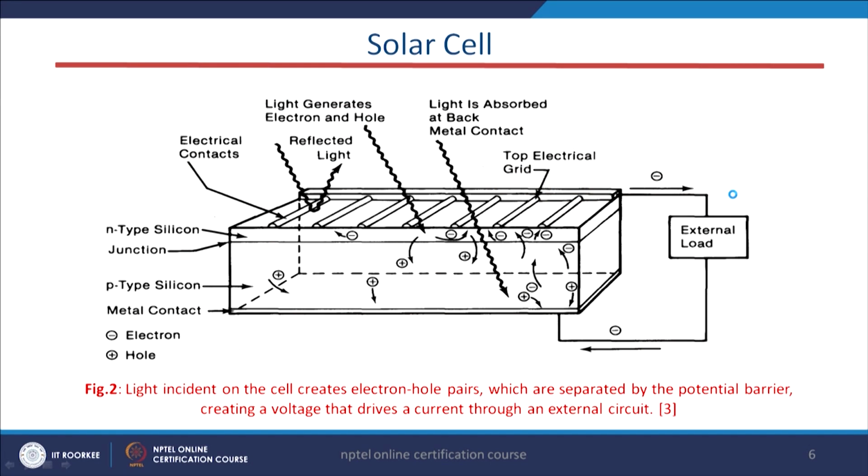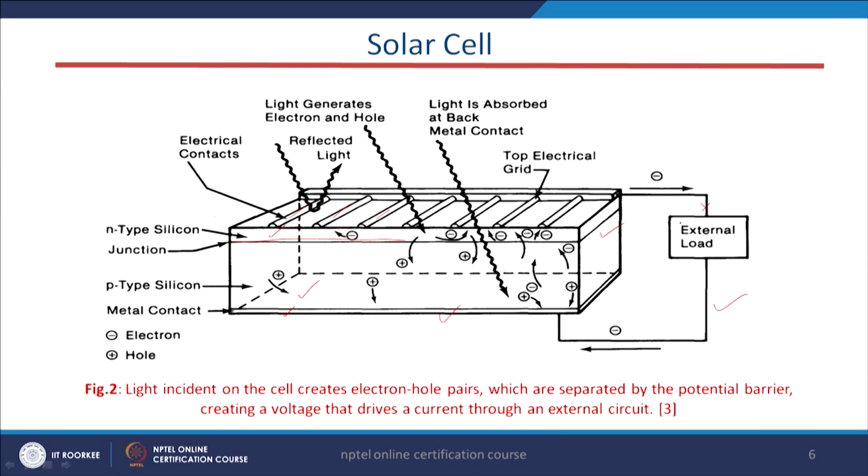Now, this is the principle of how it works. I have shown a very simple block diagram, a schematic diagram of this solar cell. Here is N type silicon, and this one is P type silicon, and this is the junction, and on both sides we have metal contacts. These are the electrical contacts. When sunlight falls on this cell, it behaves like a PN junction diode, it is a photodiode.